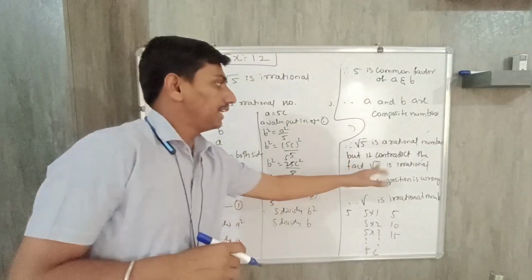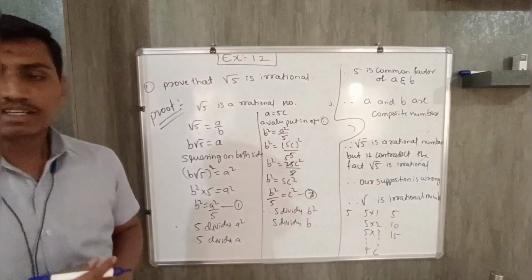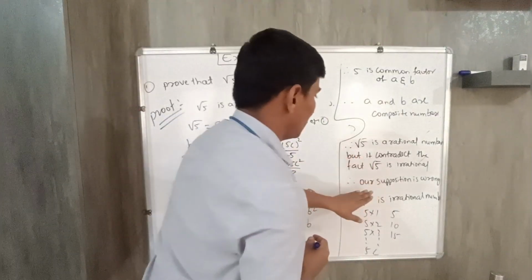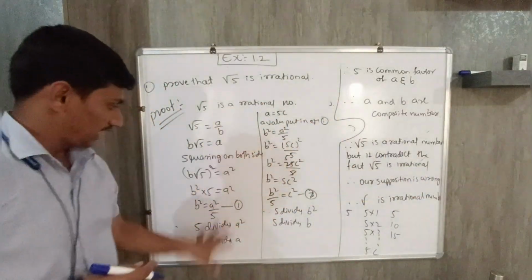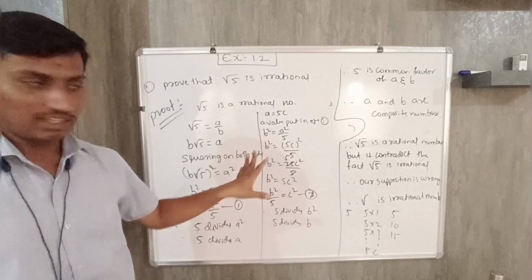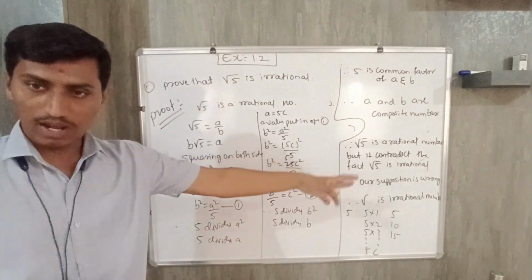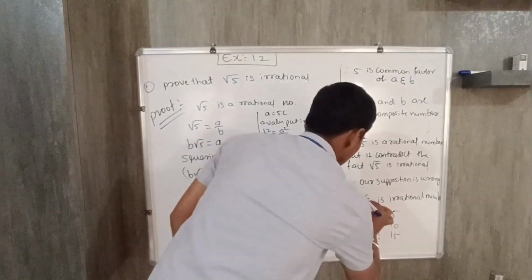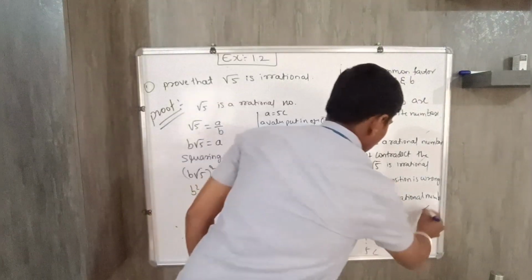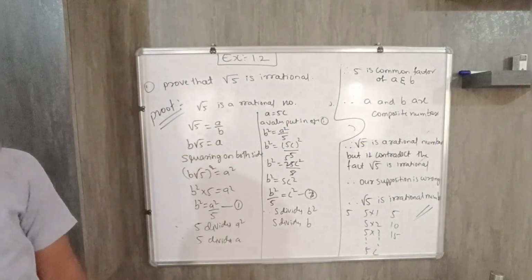But it contradicts the real fact. Root 5 is irrational, but it contradicts the fact root 5 is irrational. Our supposition is wrong. The proof is wrong. This is a rational proof, but in opposition, your supposition is wrong. So root 5 is what? Irrational number. Okay, so this is the exercise first question. Any doubts?